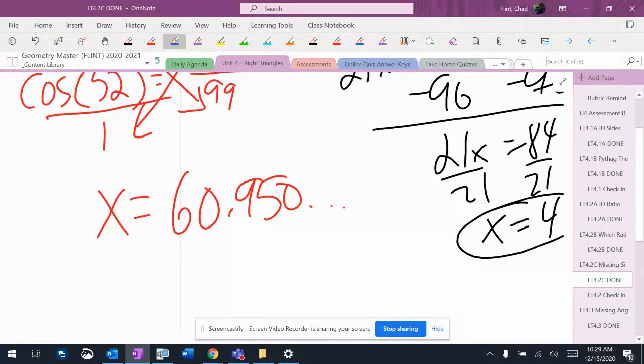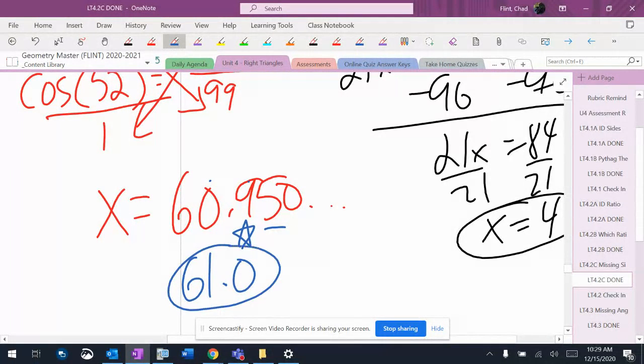Nearest tenth, so I'm rounding that. It's going to round up, which is actually going to bump this up and then bump this up, which would give me 61.0 to the nearest tenth. Again, that's kind of a rare thing. It's not going to happen a lot, but it could happen.